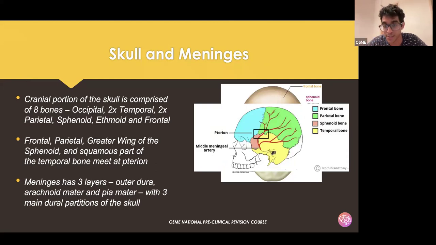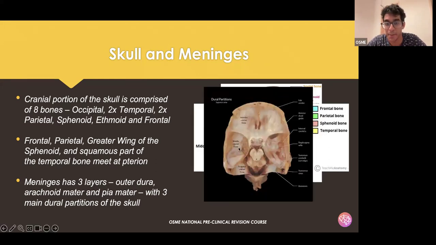The real significance of the pterion, though, is also that's where the middle meningeal artery passes. So this is a really common MCQ question you can get, which is which artery is going to be affected if you have damage to the pterion. So this is definitely something to write down and think about. So yeah, that's something to be aware of.